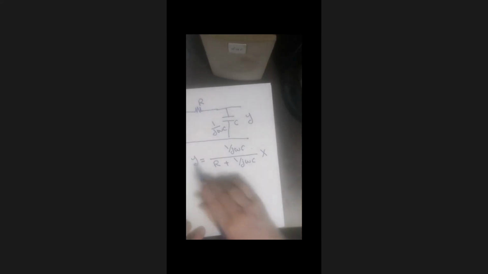So now the relation Y over X represents the system. This relation between the output and the input, we will call this H, or the system response, which is Y over X. To make this equation somehow easy, I will just multiply by J omega C for the numerator and denominator. So I will have a very simple function H equals 1 over 1 plus J omega RC. Very, very easy to be recognized.